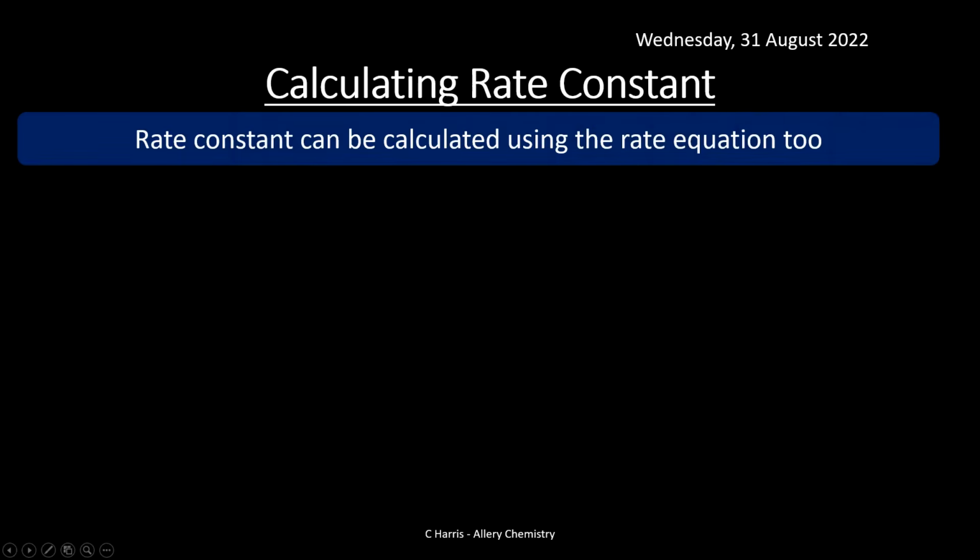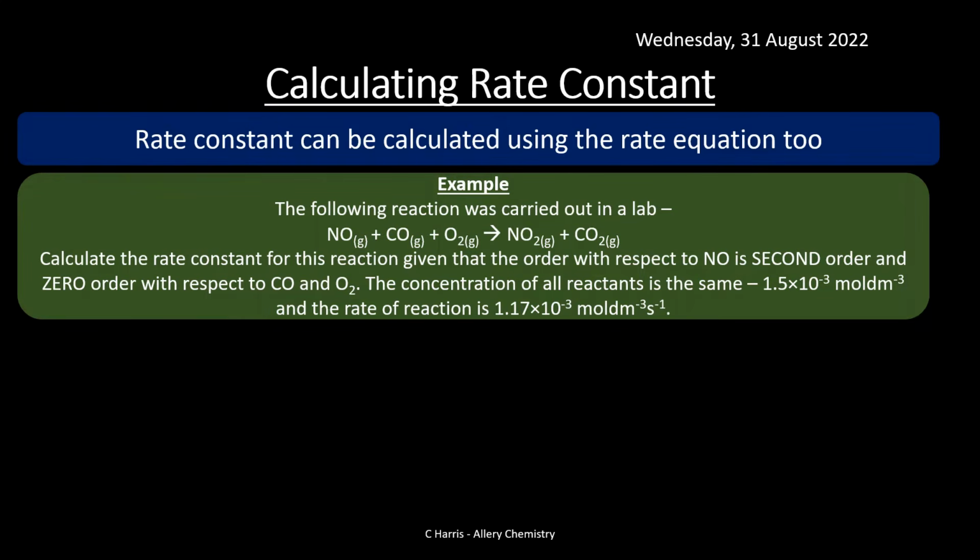Okay, so calculating rate constants. Your rate constant can be calculated from the rate equation. So we're going to look at this reaction here. This is a slightly different reaction to what we've seen before. We've got nitrogen monoxide reacting with carbon monoxide and oxygen, and that will form nitrogen dioxide and carbon dioxide.